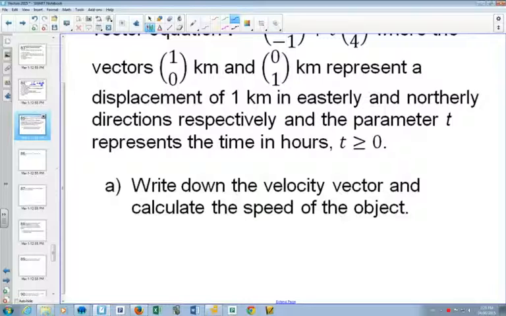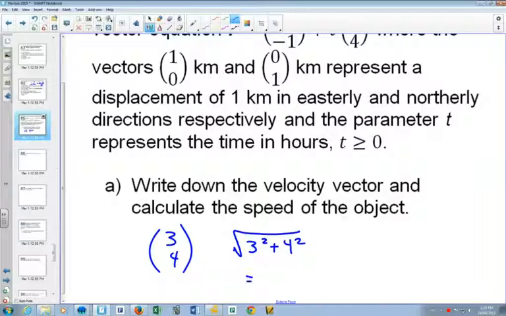So write down the velocity vector. Well, the velocity vector was the same as the direction vector. And then to figure out how fast it's going, we could just find the magnitude of that vector. Square root of 25 will be 5, so it's traveling 5 kilometers per hour. Wow.